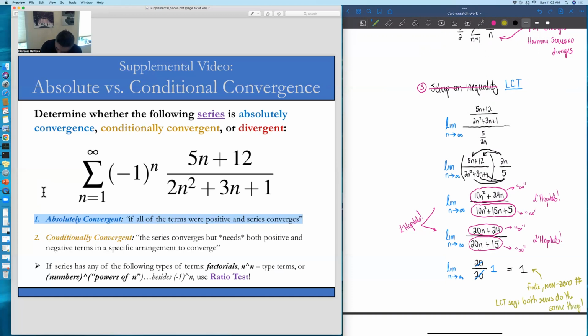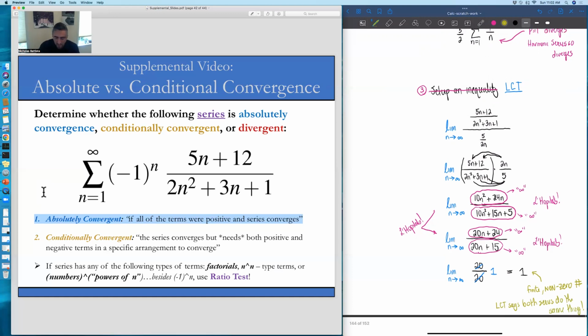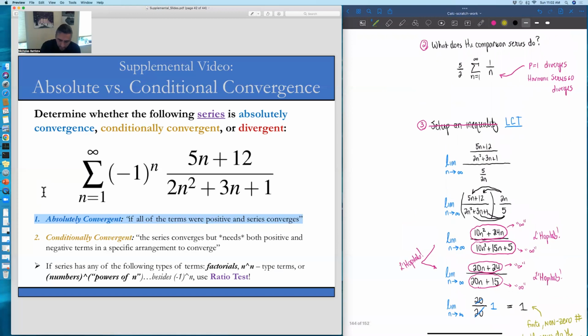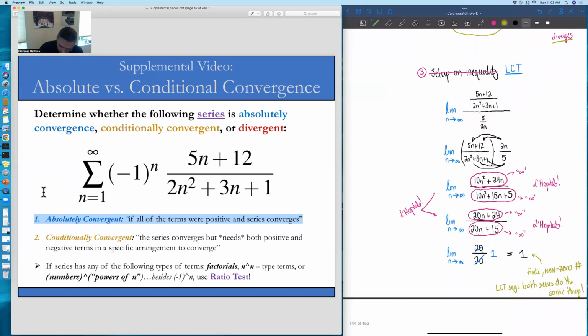But if we go back up to one of those series, we know that it diverges. So we can combine these ideas. Limit comparison test says both series do the same thing. But since we know something about one of those series, as in one of those series diverges, using limit comparison test with that logic, both series must diverge.